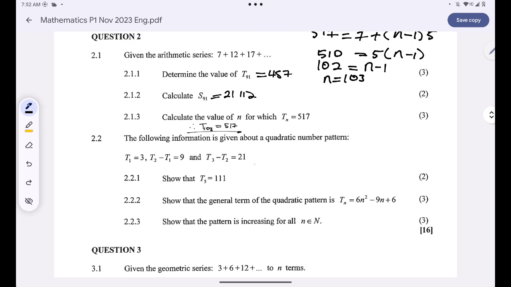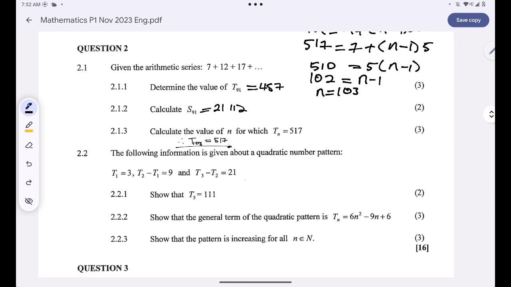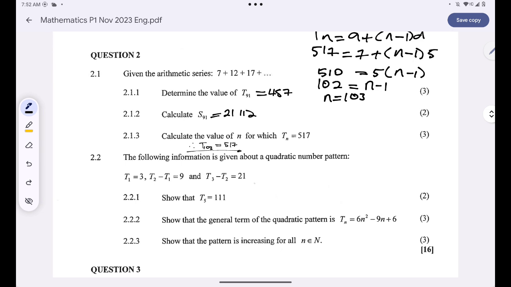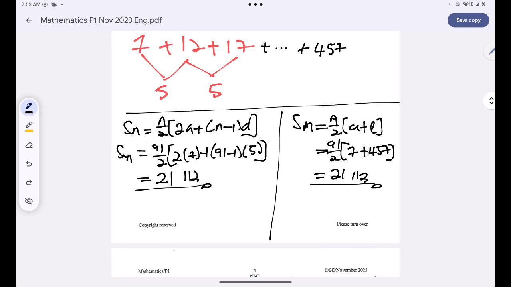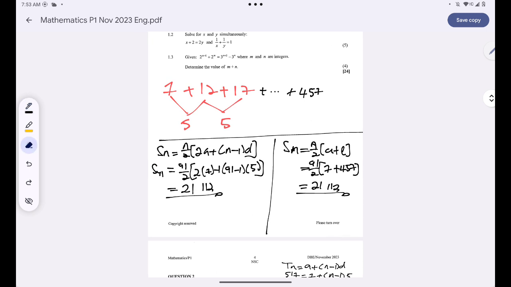Okay. 2.2, we are given a quadratic number pattern, right? We are not given a number pattern rather, but a quadratic number pattern is being described to us. We are supposed to answer the questions that follow. Okay, let me erase so that I can create space for me to write.